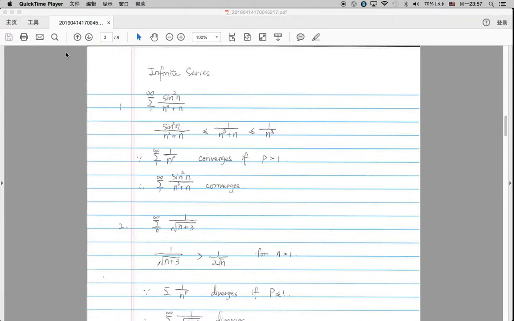Hi, today I want to talk about infinite series. So basically the question is asking whether a series is converging or not.